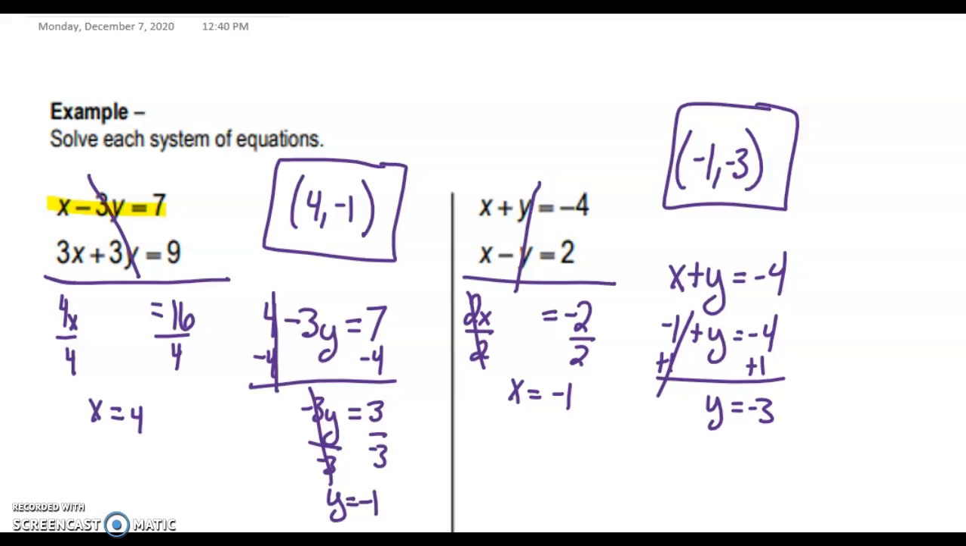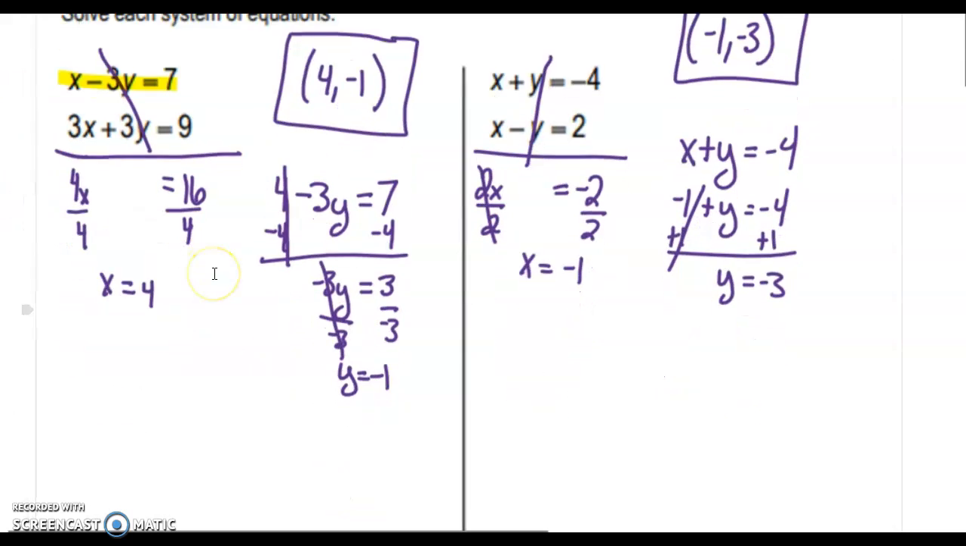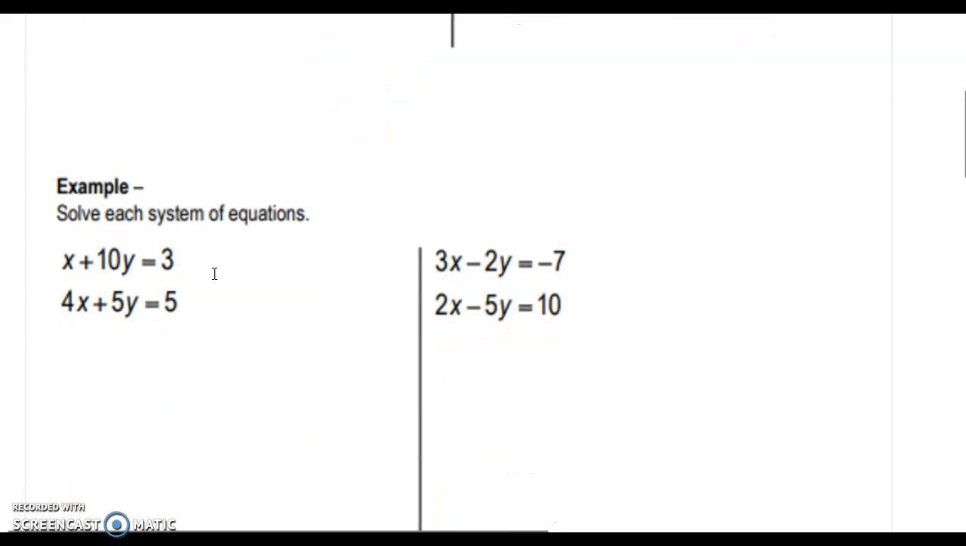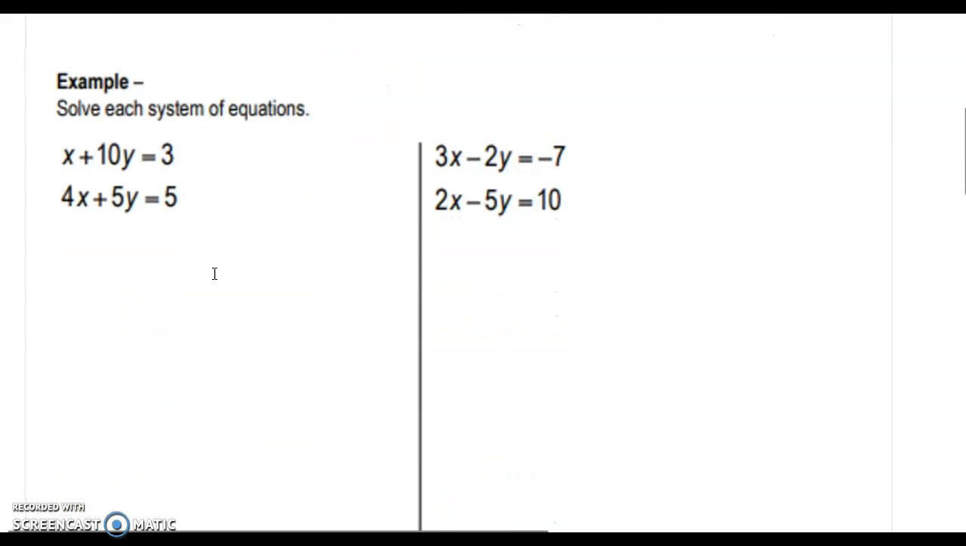Okay, so let's look at one that's not ready to eliminate. Like it's close, it's set up right. If you look at this first example over here, it's definitely in the right order. We have x and then a y and then equals a number on both equations. But when you look at this, nothing's going to eliminate, okay? Like nothing's going to simplify out. But what would work is if I had a negative 4x. If I had negative 4x plus 4x, that would make 0 and the x's would eliminate.